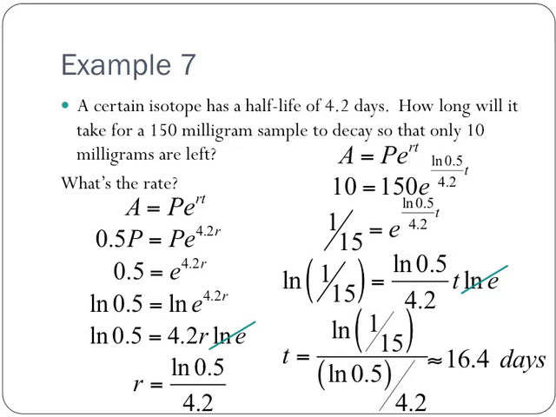And you can also double check for yourself, does this answer make sense? Well, we know after 4.2 days, from 150 it becomes half of that, so it becomes 75. After another 4.2 days, it's half of 75. And you can continue doing that, and you'll end up finding it'll take about 16 days for it to get down to 10.